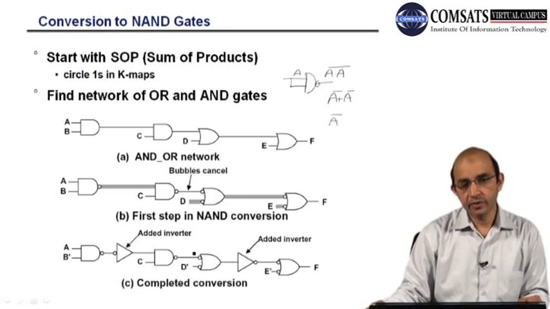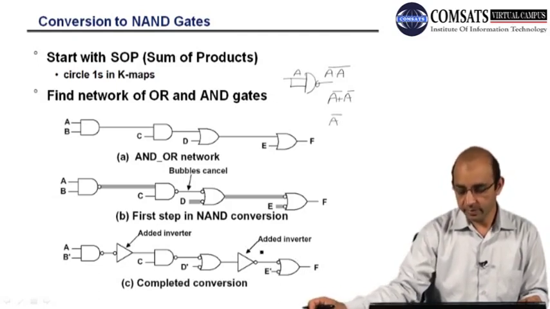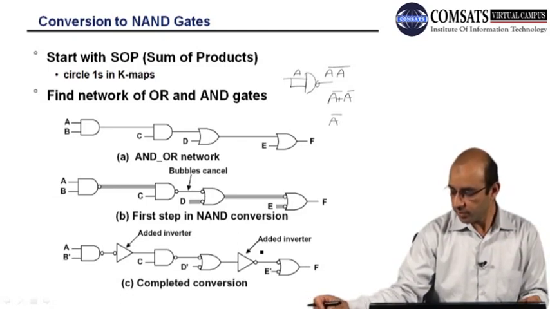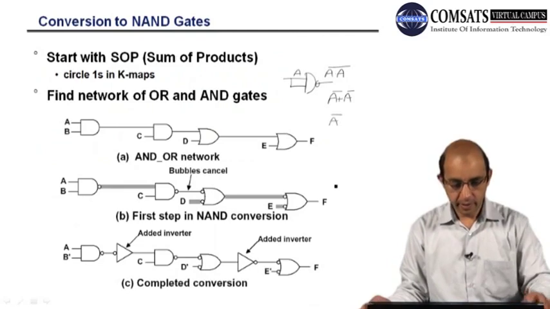An OR with two complemented inputs can always be replaced by a NAND. So this is an inverter, and we can always replace this inverter with a NAND gate. Here again, an OR gate with two complemented Boolean inputs, we can replace it with a NAND.